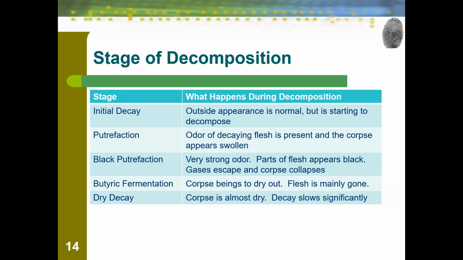Then we have butyric fermentation, which is when the corpse begins to dry out, and the flesh is actually mainly gone at this point. And then our last stage is actually dry decay, where the corpse is almost dry and decay slows significantly at this point because this person is basically beef jerky, textured muscle, and bone. They've essentially reached a mummification sort of state.